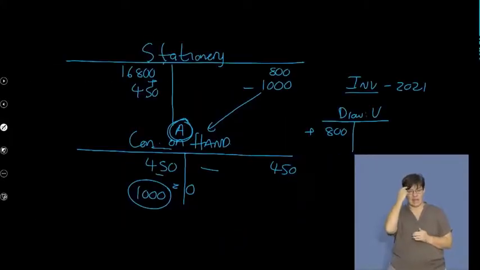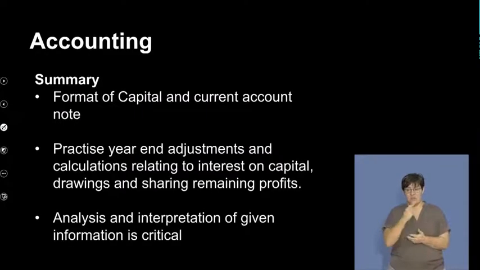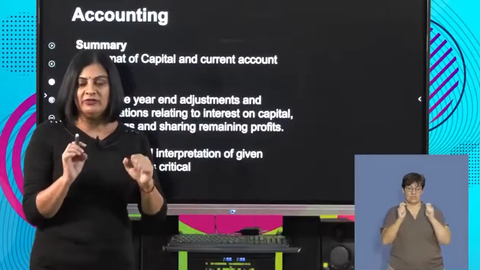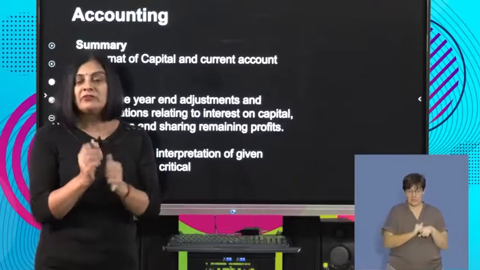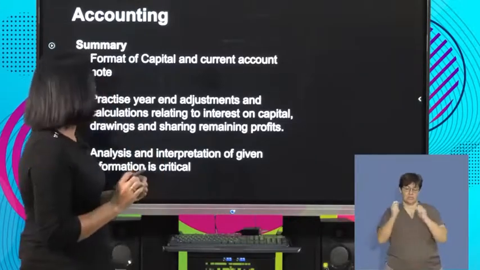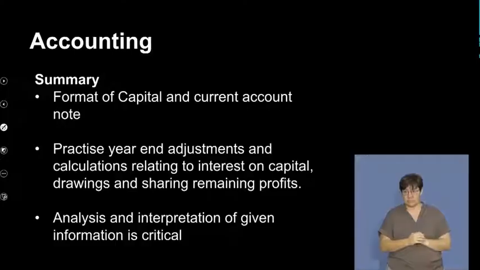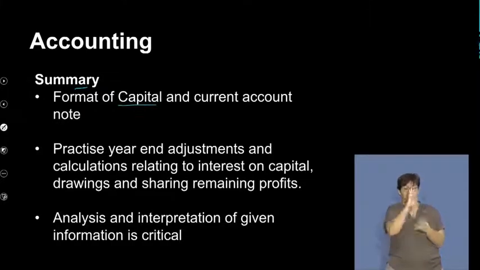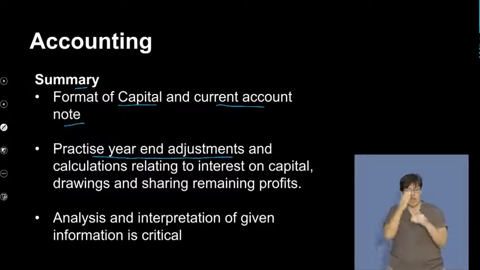Right, it seems as though we've come to the end of our lesson. So very quickly, guys, remember, you're going to get a whole lot of year-end adjustments that you need to practice from. And the more you practice, the better you're going to be at year-end adjustments. But what do I want you to take out of today's lesson? To summarize, make sure you know the format of your capital and current account note. Obviously, this affects partnerships directly. And then make sure that you are practicing your year-end adjustments.